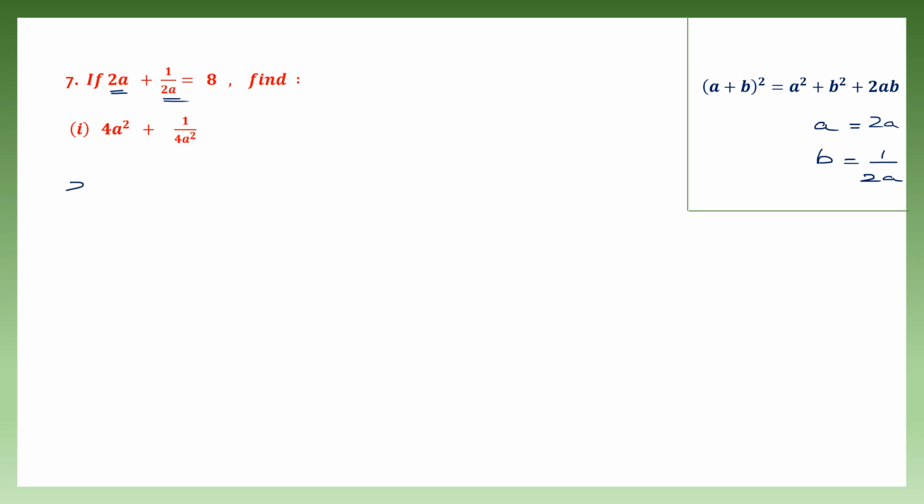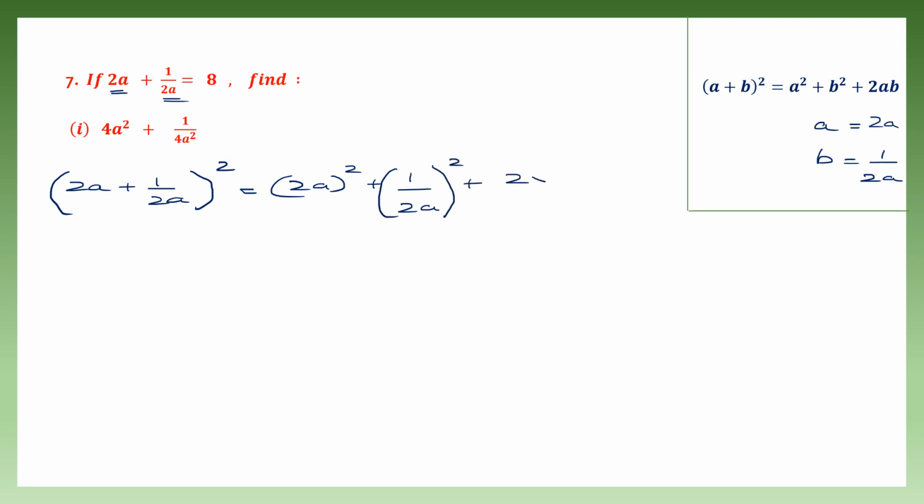So here let's see what we get. This will be (2a plus 1 by 2a) the whole square. So here we are squaring this, what is given to us in the question. So (2a plus 1 by 2a) the whole square is equal to, now this is in the form of (a plus b) the whole square, and a is 2a and b is this. So a square, which is (2a) the whole square, plus b square. What is b? b is 1 by 2a, the square of this, plus 2ab, that is 2 into, what is a? 2a, and what is b? 1 by 2a.